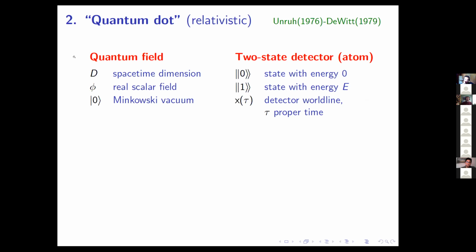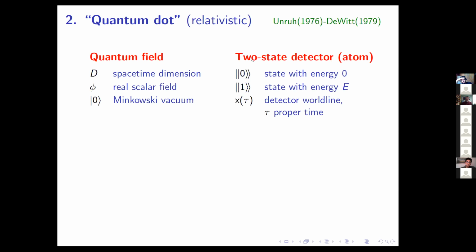So my quantum field standard setting: space-time dimension, I'll keep it general for the moment. My field is a real scalar field. At some point I'll make it massless, but for the moment it doesn't need to be. And I've prepared the system in its usual Minkowski vacuum. And this quantum dot, I'll think of it as a two-state system, spatially point-like, moving on a world line there. Two states, called 0 and 1, and the energy difference is E. Positive E means 1 is the excited state, negative E means 1 is the ground state, and so on.